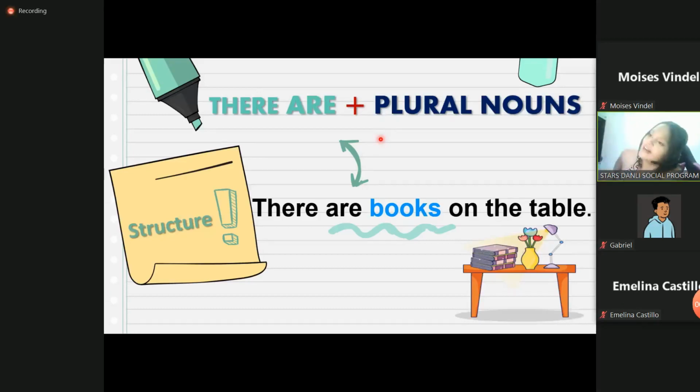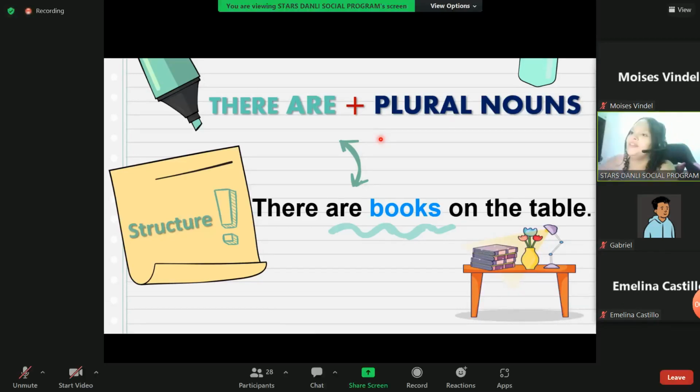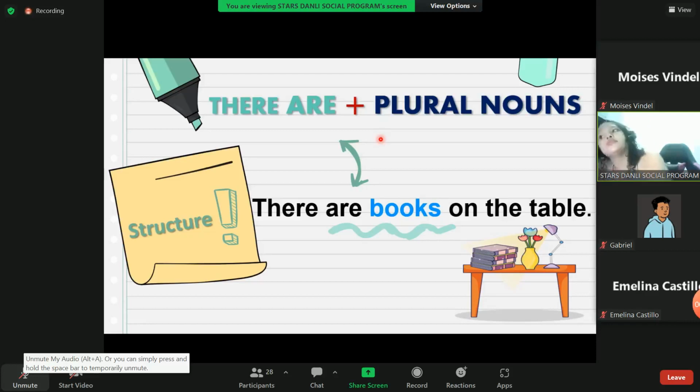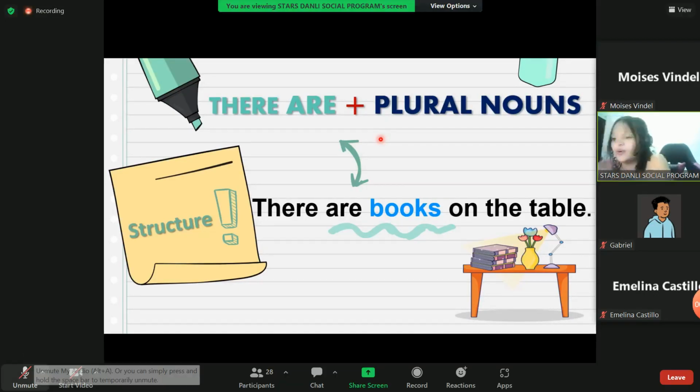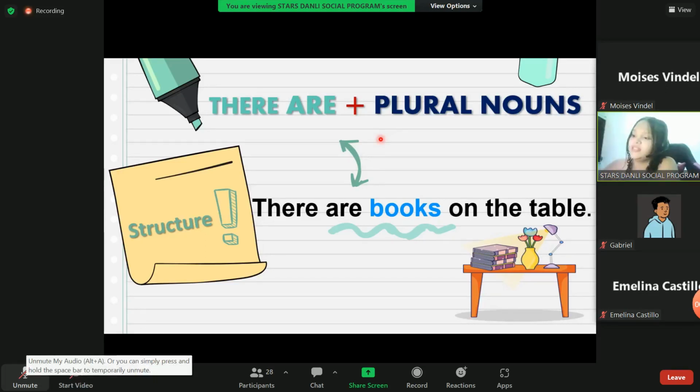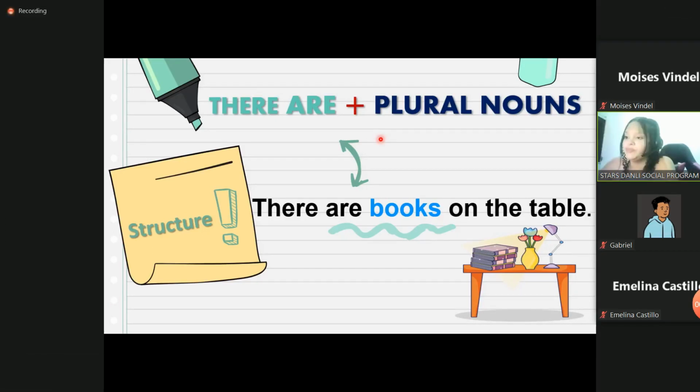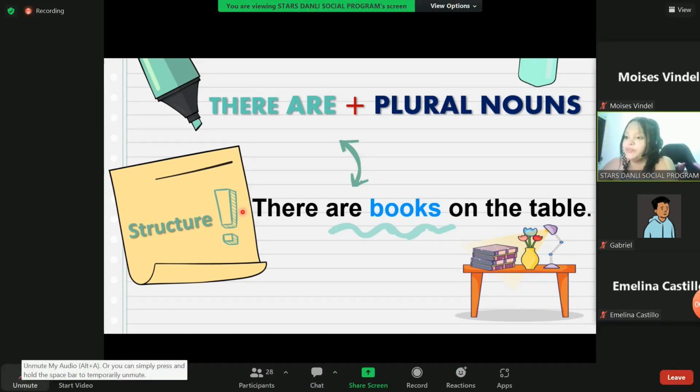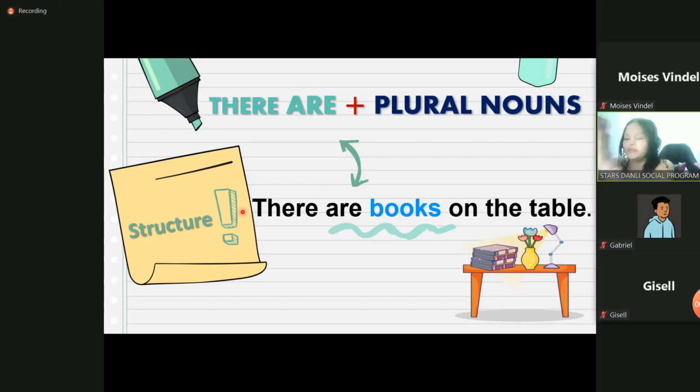Then we have there are. Okay, there are plus plural nouns. If you have 2, 3, or more things, can you read the example? Books on the table. There are, we say there are books on the table. Okay, there are books on the table.